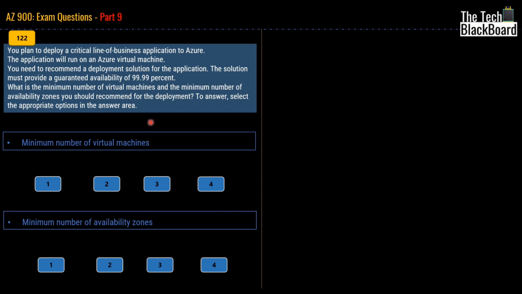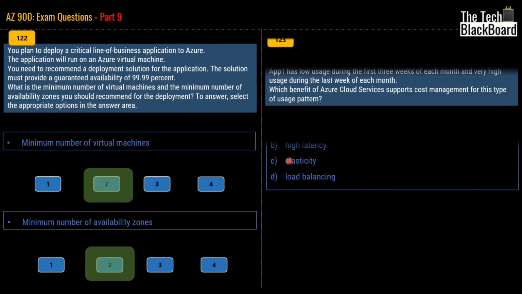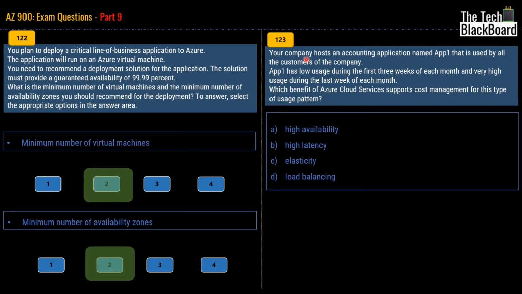To simplify, the question is just asking how many virtual machines and how many availability zones you should deploy if you want to achieve an availability of 99.99%. The correct answer for this one is you need to have at least 2 virtual machines and you need to have at least 2 availability zones. If you are interested to know more about regions and availability zones, then this is a good page to start with.